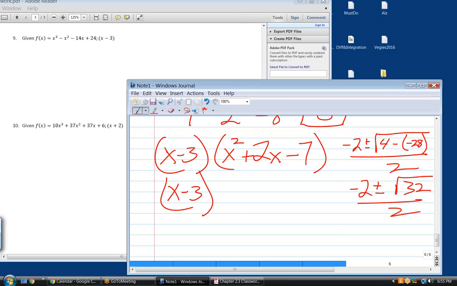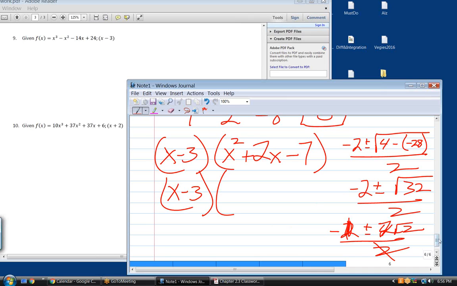And that is minus 2 plus or minus, I'm going to take a 16 out of that. So I got 4 root 2 over 2. Cancel the 2's. That becomes a 1. That becomes a 2. So now here's my factors. X, in other words, here's my answers.